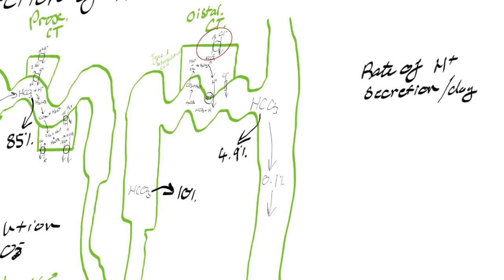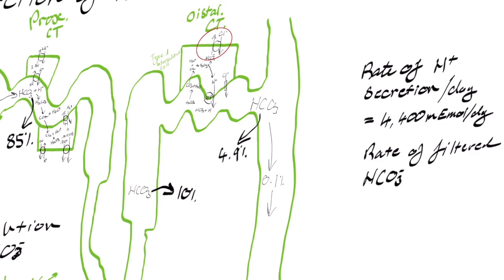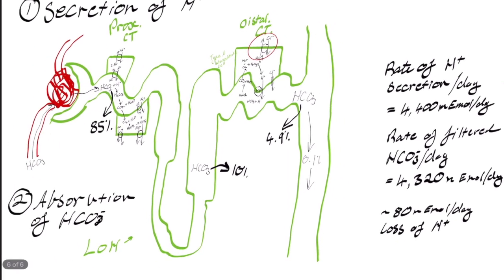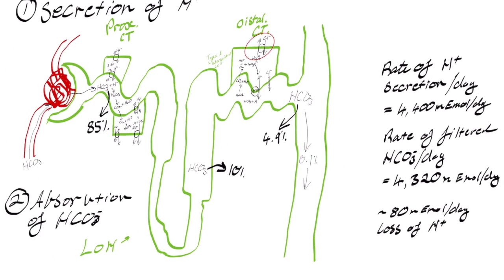Now, with this system, your body pH isn't necessarily changed. The rate of tubular hydrogen secretion per day is about 4,400 milliequivalents per day, while the rate of filtered bicarb is about 4,320 milliequivalents per day. So you have a slight increased amount, about 80 milliequivalents per day, of hydrogen ions that are lost, that account for non-volatile acids produced by metabolism. But you have no net gain of bicarb, because bicarb that's reabsorbed is just filtered back out into the filtrate, combines with hydrogen, and goes through the same process.